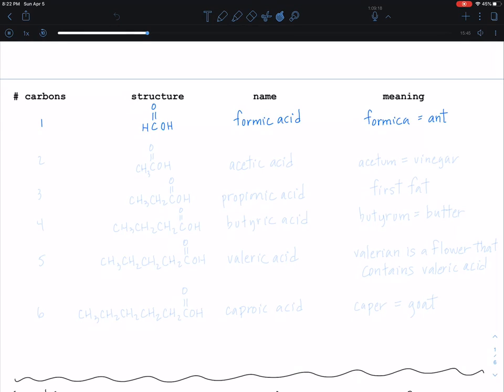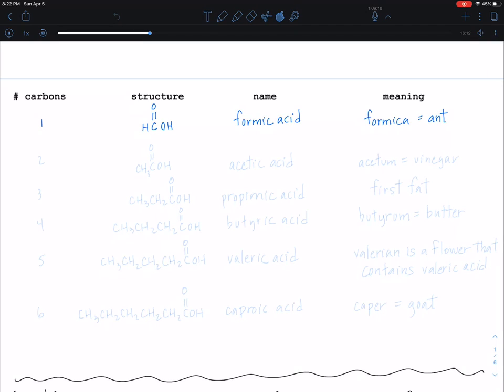So these common names, so these smaller carboxylic acids, the common names come from common things, right? So these names were given a very long time ago when these compounds were figured out to be from a common natural source. And so they were often named using either Latin or Greek wording.